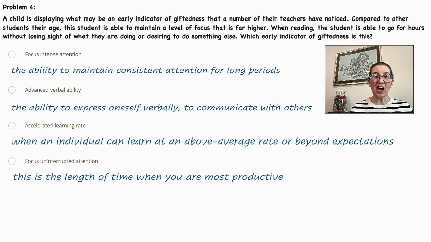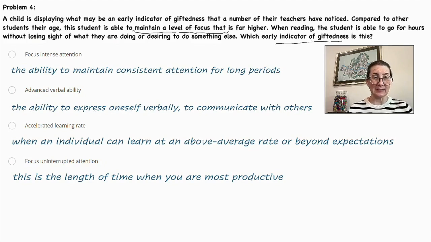Problem number 4. A child is displaying what may be an early indicator of giftedness that a number of their teachers have noticed. Compared to other students their age, this student is able to maintain a level of focus that is far higher. When reading, the student is able to go for hours without losing sight of what they are doing or desiring to do something else. Which early indicator of giftedness is this? So we are looking for an indicator of giftedness related to the student's ability to maintain a level of focus that exceeds their peers. Is it focus, intense attention, advanced verbal ability, accelerated learning rate, or focus uninterrupted attention?